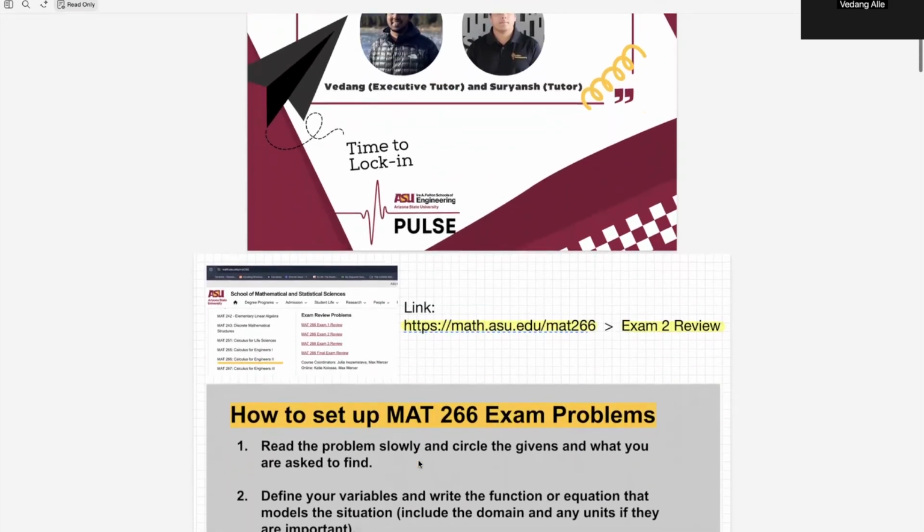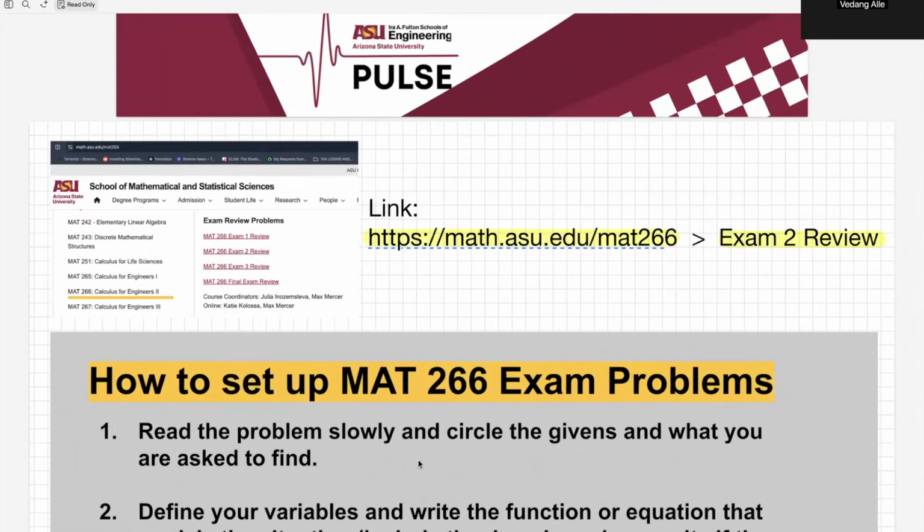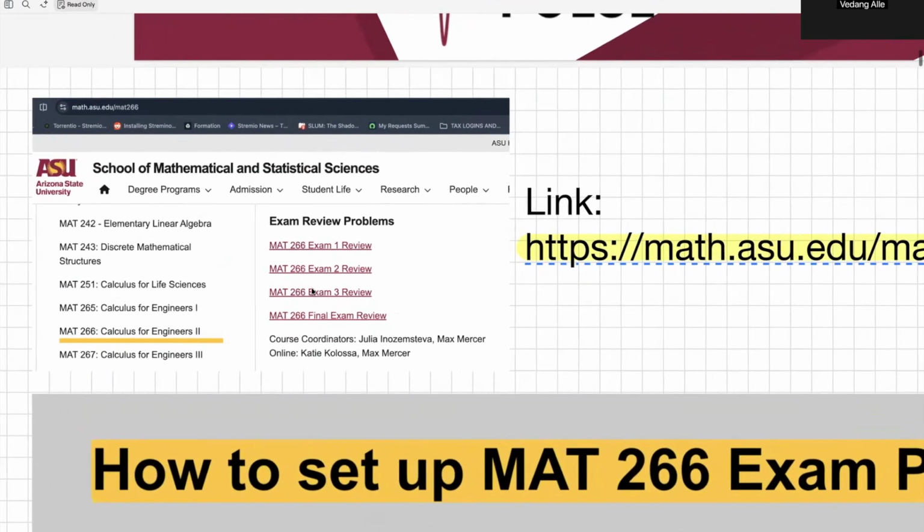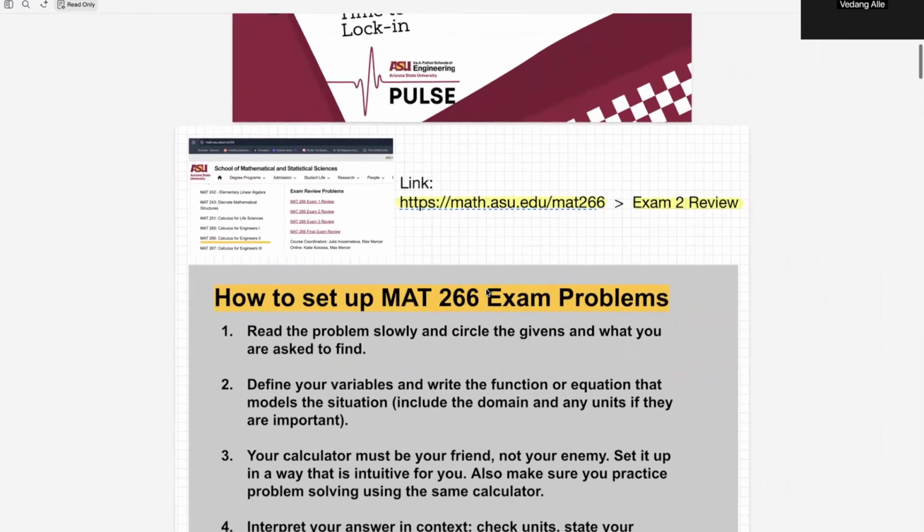Before we get started, this is where you can find the review. When you search up math.asu.edu/mat266, you'll have a window open that's going to show you where you can access the review. And in this case, it's the MAT266 exam 2 review, right?